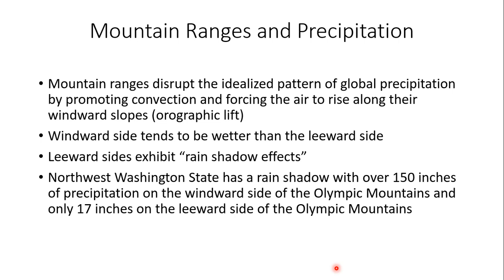Now, Northwest Washington State has a major rain shadow effect. There's over 150 inches of precip on the windward side of the Olympic Mountains. And then you just travel east a little bit, and there's only 17 inches of annual precipitation on the leeward side of the same Olympic Mountains. So that tells you how mountain ranges and precipitation go hand in hand.